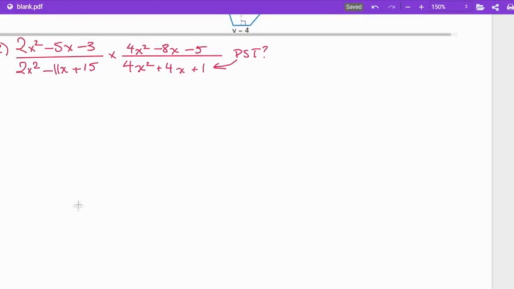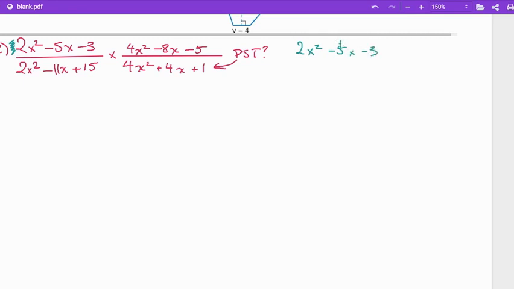Okay, so lots going on here. Let's color code this. Okay, so I'm going to start. Because there's so much going on, I'm going to do all my work separately and then bring it back into the original simplification or expression. So I've got 2x squared minus 5x minus 3.